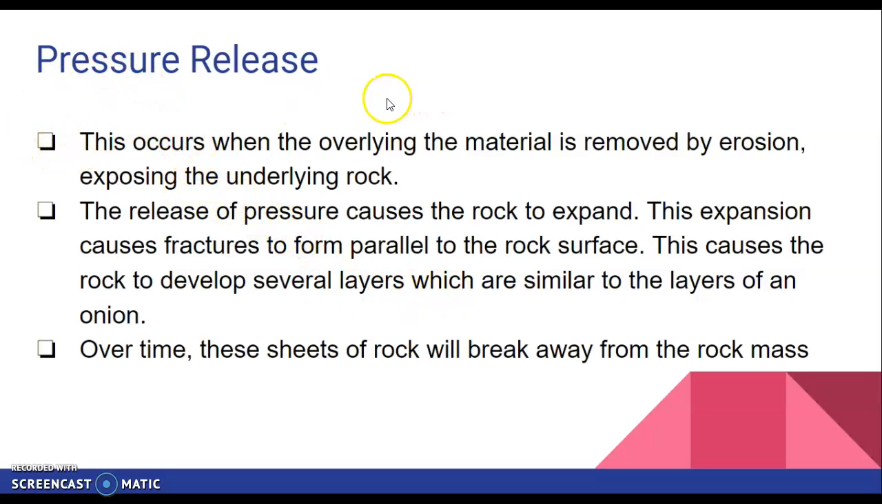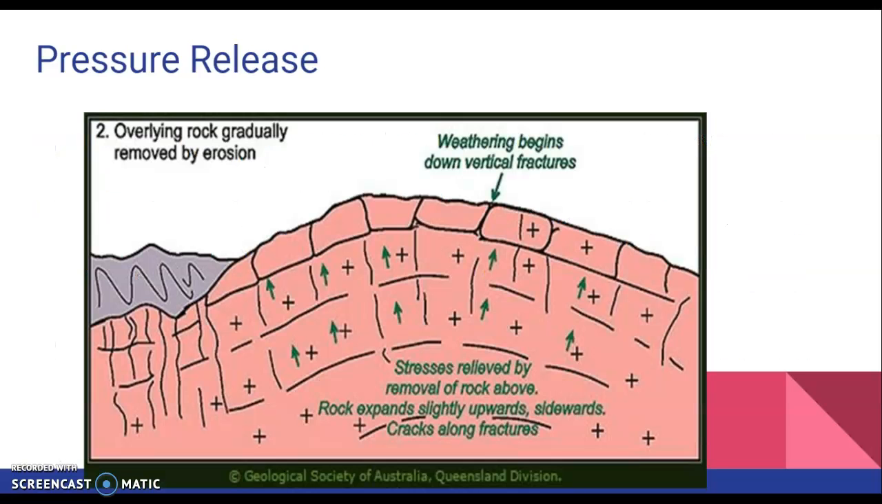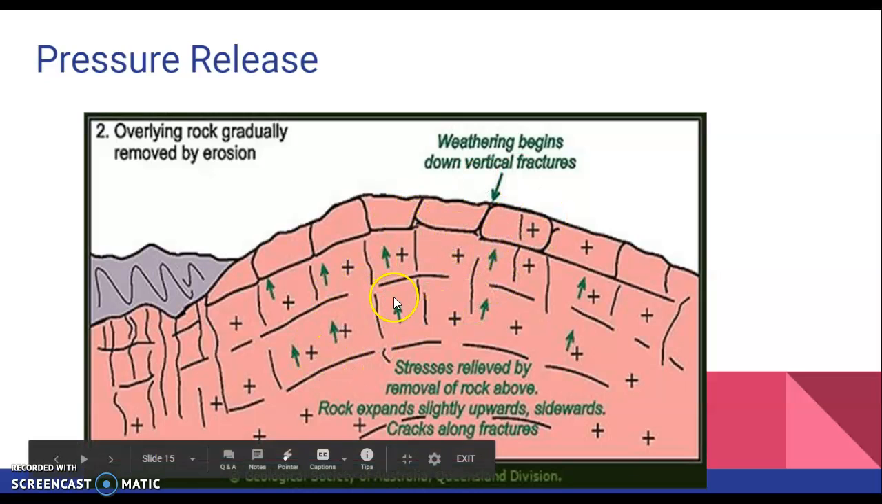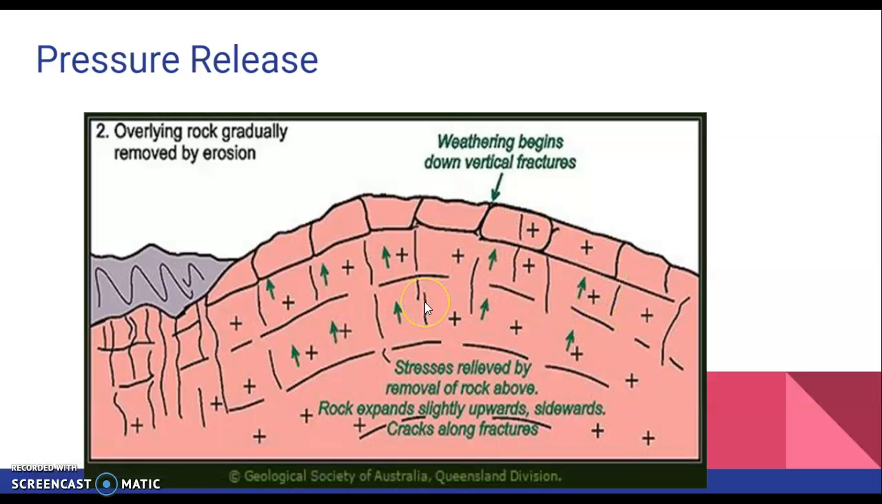So in pressure release, there is removal of overlying material by erosion, which causes a sudden expansion of the underlying material, which eventually causes sections or layers to peel away until eventually the rock breaks up. This diagram is depicting just that. So this gray area was removed by erosion, so the underlying layer is now forced to expand or pushes up, and then the rocks begin to fracture until eventually it breaks up.